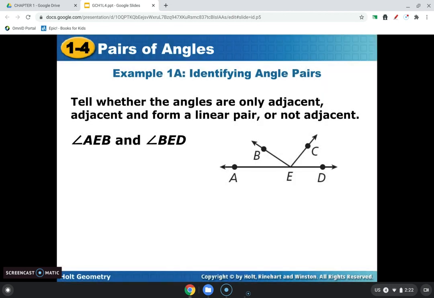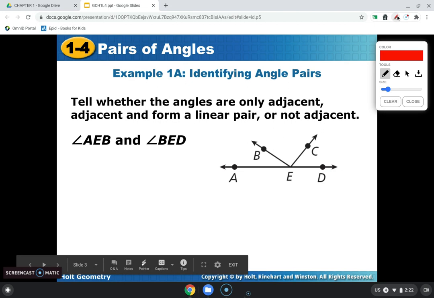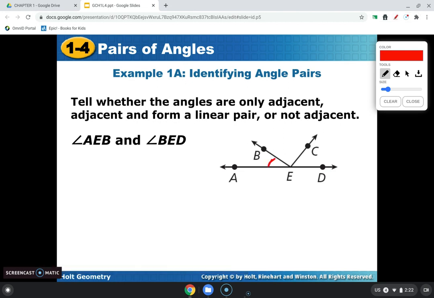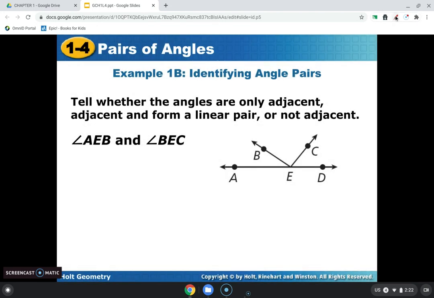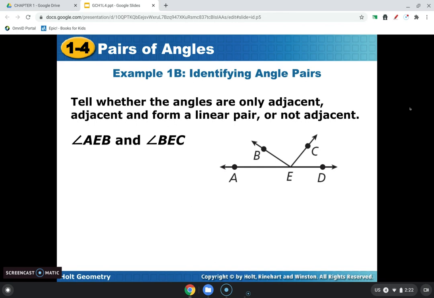So tell whether the angles are only adjacent and form a linear pair, or not adjacent. So I'm looking here at angle AEB, and BED in there. Well, those would be adjacent, right next to each other, and form a linear pair because they form a straight angle. Try that again. AEB and BEC. Once again, those two are next to each other, so they are adjacent, but this time they do not form a straight angle, so they would only be adjacent in that case.